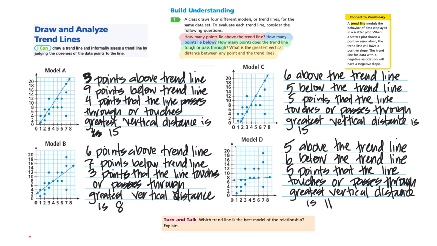So this should be helpful to get you going and work on the next step, the step it out and the rest of the lesson. And remember, I sometimes forget to say this, but always at the end of each lesson, go back to the I can statement and see if you really can draw a trend line in this case and informally assess a trend line by judging the closeness of the data points to the line. Also, look at the turn and talk and think about which trend line you think is the best model of the relationship and why. So I will see you in lesson 3.